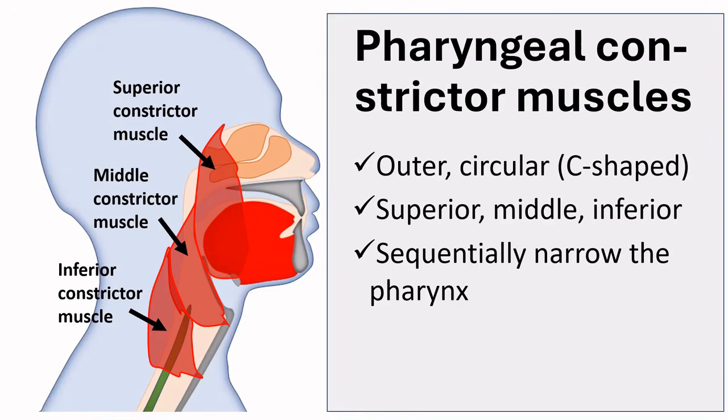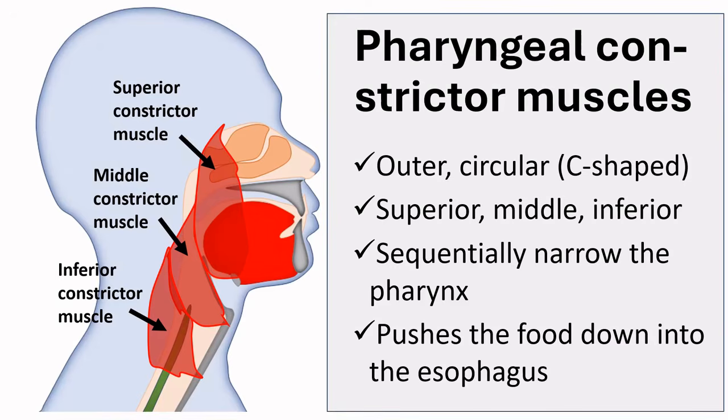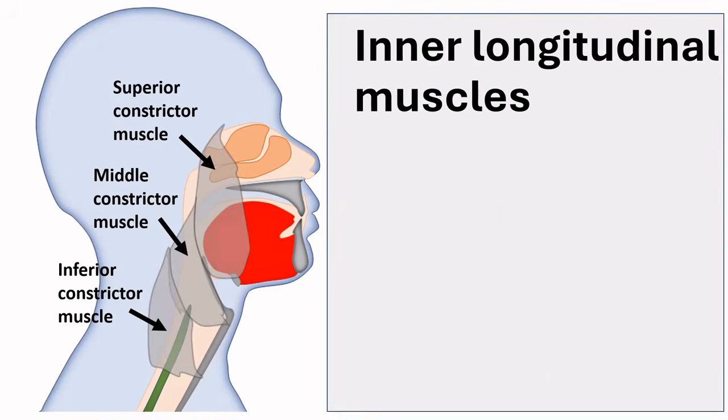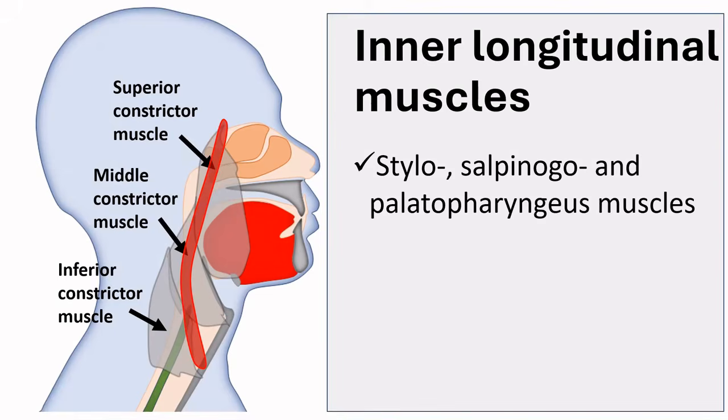So we basically get a sequential narrowing of the pharynx, and this will push food down from the oral cavity into the esophagus. Now, what do the inner longitudinal muscles do? We have three of them. They are located on the inner side of the constrictor muscles. And we have the stylopharyngeus, the salpingopharyngeus, and the palatopharyngeus.